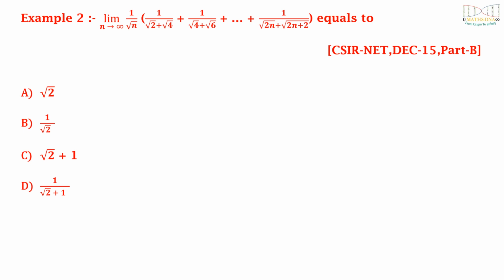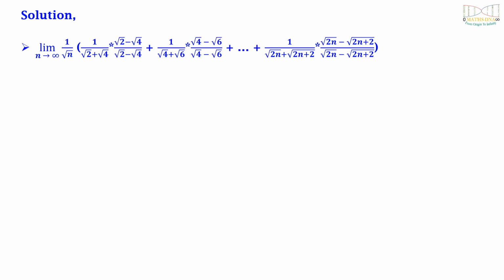This question was asked in CSIR-NET December 2015 Part B. Now let us solve the question. Solution. Firstly, we rationalize the numerator and denominator. That is, we multiply the terms with their respective conjugates. 1 by root 2 plus root 4 is multiplied and divided by root 2 minus root 4 and so on.